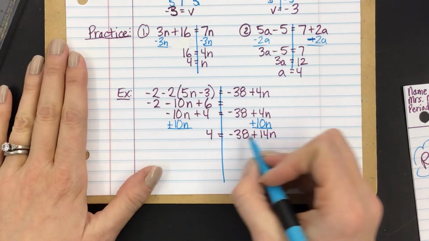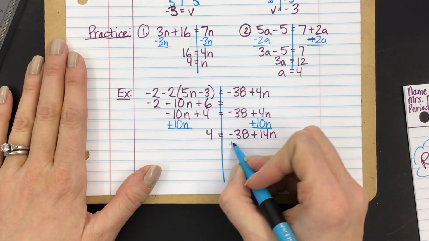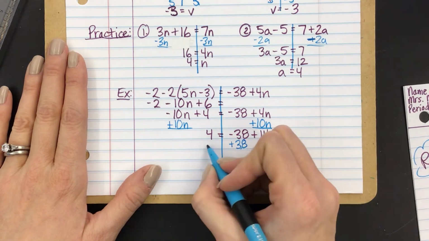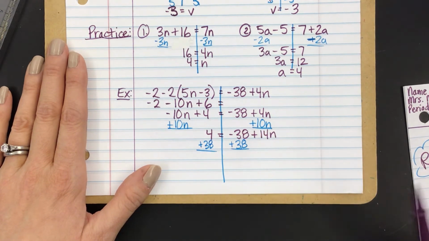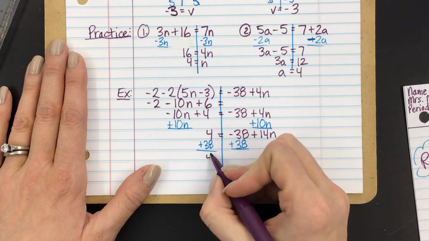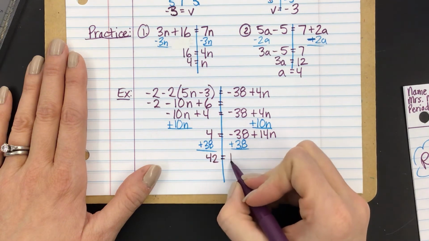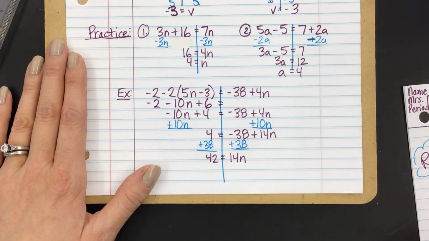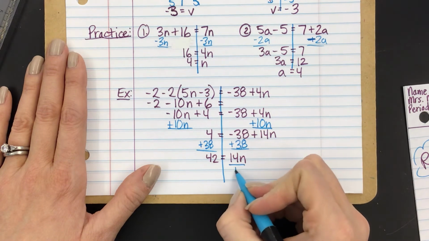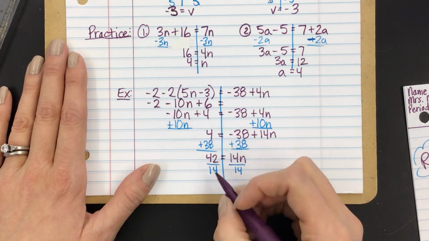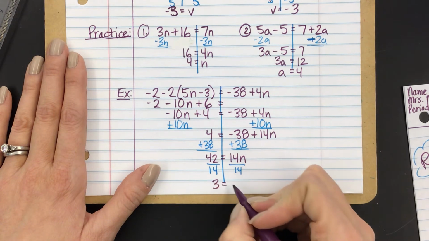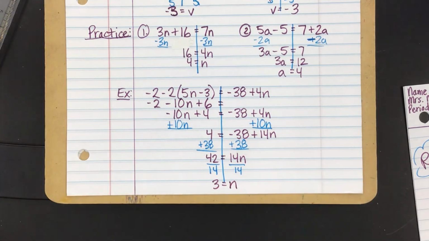And I'm going to just solve my two-step equation now. I'm going to add 38. So this is going to be 42 is equal to 14n. Divide both sides by 14. And I'm going to get that 3 is equal to n. Okay.